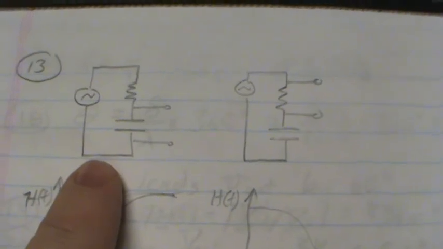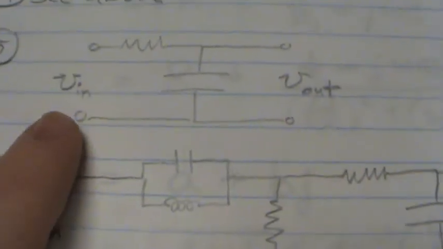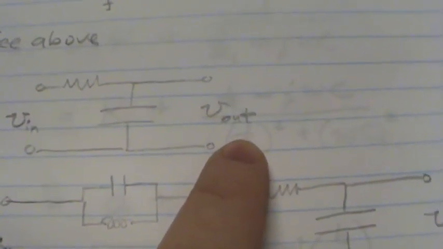Where did I get this from? That's right back up here. Low pass filter. It doesn't always have to be a function generator. It can just be any old signal coming in, and you're filtering out the high frequency stuff in this low pass filter.